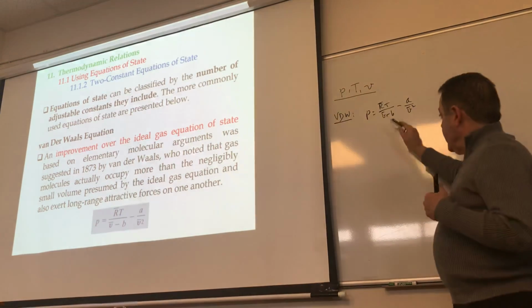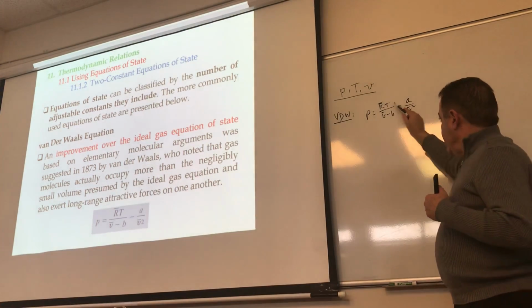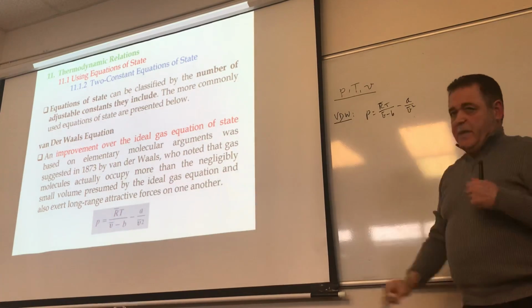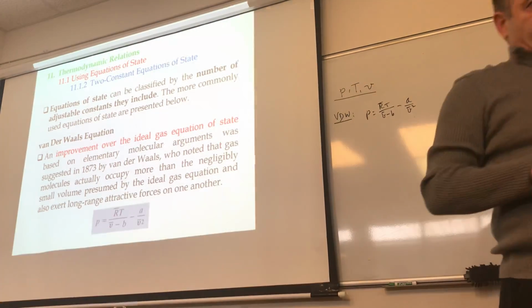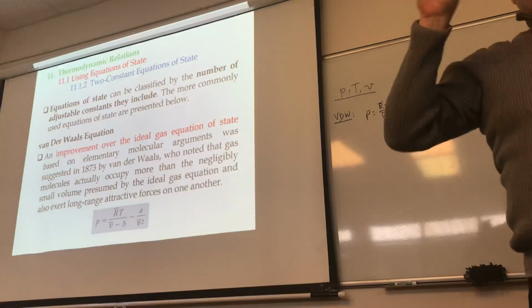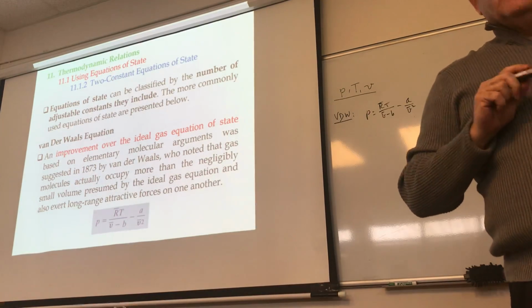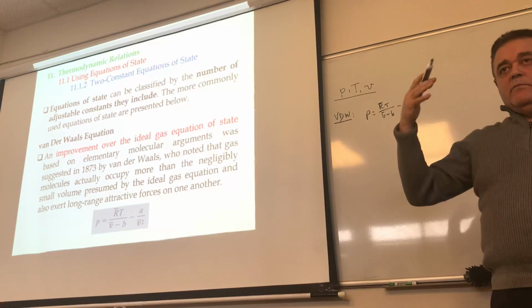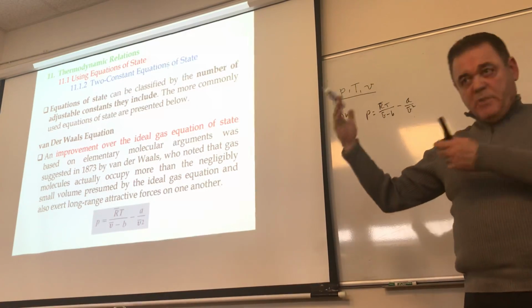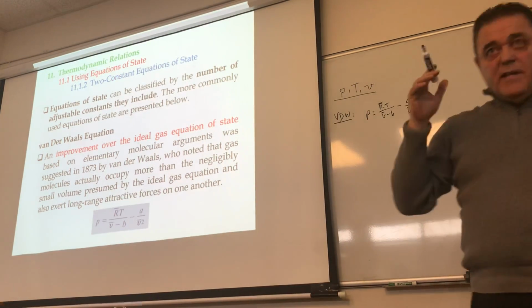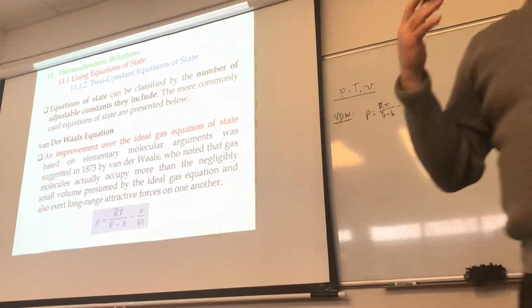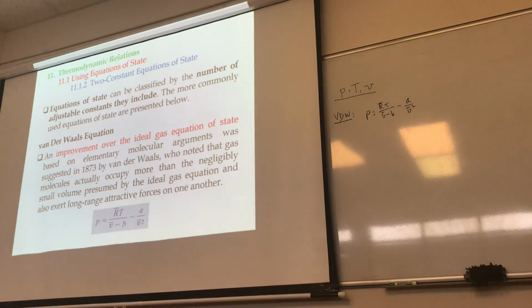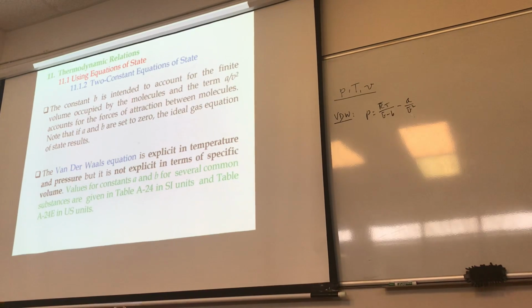My first equation to you, why do we have bars on top of these? What does this mean? What is the difference between V bar and V? Per mole, exactly. V bar is per, let's say, cubic meters per kilomole, whereas V is cubic meters per kilogram, okay? So that's the first equation, the van der Waals equation.